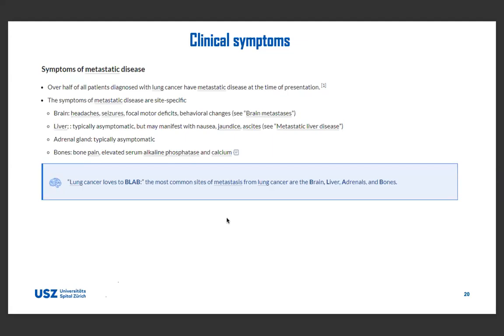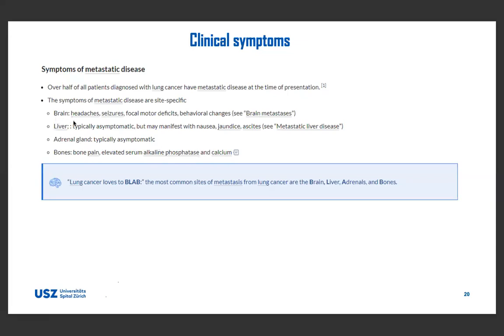So how can it be if the patient has already metastasis? So over half of the patients diagnosed with lung cancer have already metastatic disease at the time of the presentation. So 50% of the patients you will see in a clinic will already have metastasis, for example, as we can see in the brain, liver, adrenals, or bone. A mnemonic to remember is BLAB: brain, liver, adrenals, bones. The lung cancer metastases go in the majority of cases to the brain, liver, adrenals, or bones.